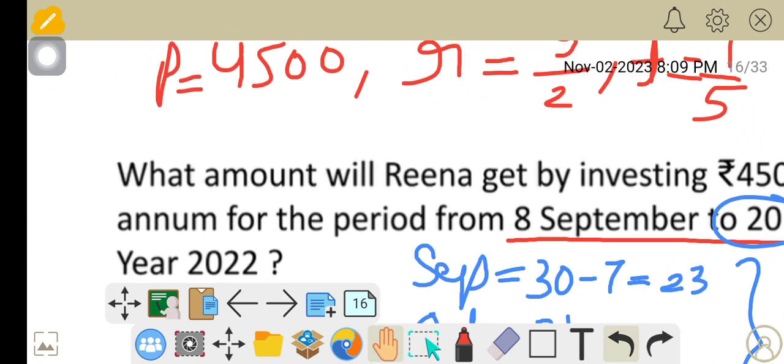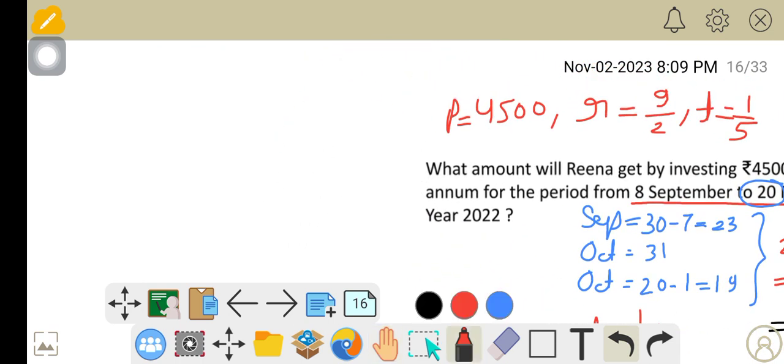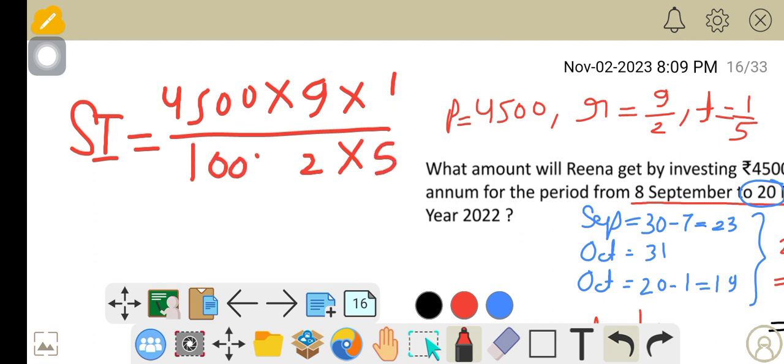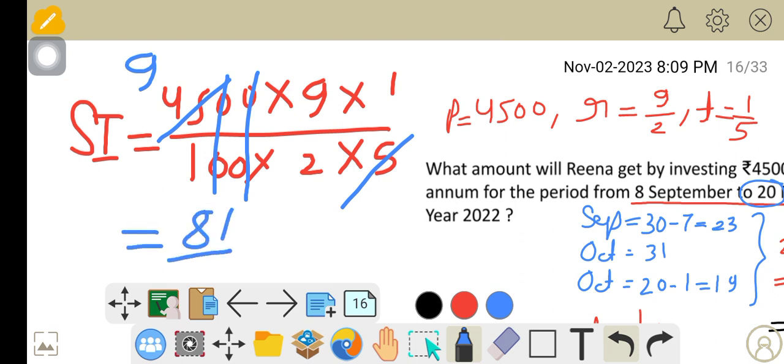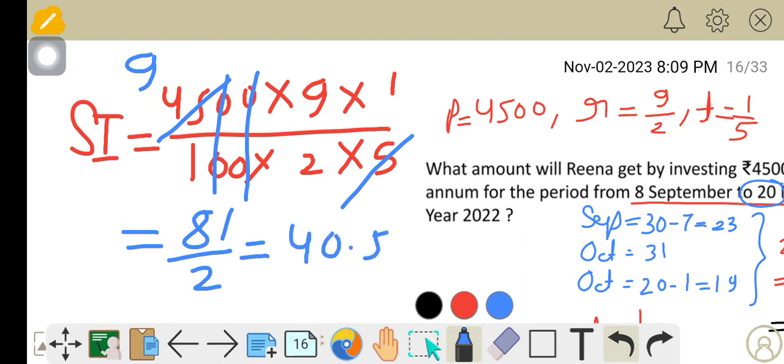What amount will Rina get? We need to calculate amount. So first of all we need to calculate simple interest. Simple interest equal principal, it means 4,500, rate of interest 9/2, and time duration 1/5 and upon 100. Now we need to simplify. We can cancel both 0. From 5 it will be 9. So overall our answer is 9 into 9, 81 upon 2, and 81 upon 2, it is 40.5 rupees.